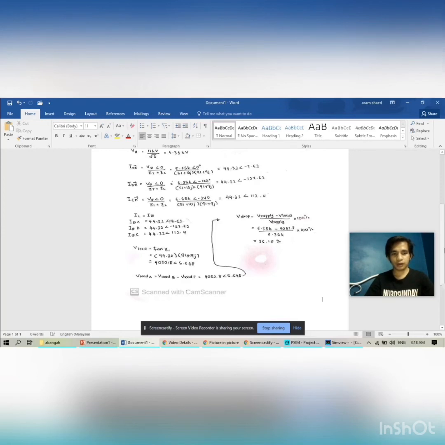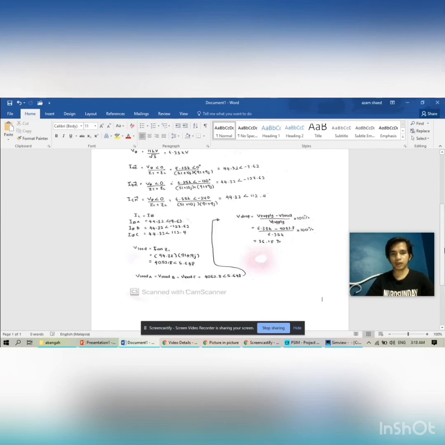For V load, the formula is IAN multiplied by ZL, and I got 4052.8 at 5.648 degrees. V load A, V load B, and V load C are the same, at 4052.8 and 5.648 degrees.